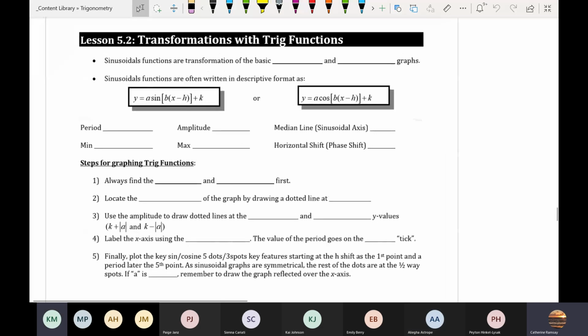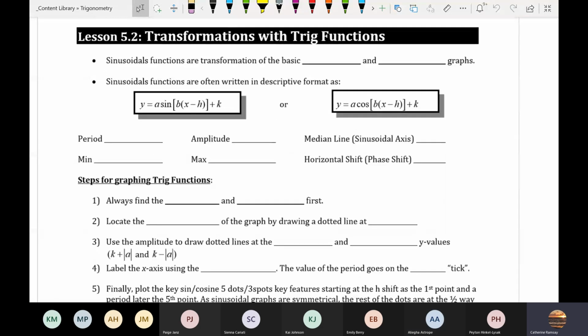Thank you. So today we're going to do transformations of sine and cosine. Sinusoidal functions are a transformation of the basic sine and cosine graphs. Sinusoidal functions are often written in descriptive form, y equals a sine bx minus h plus k, or y equals a cos bx minus h plus k.